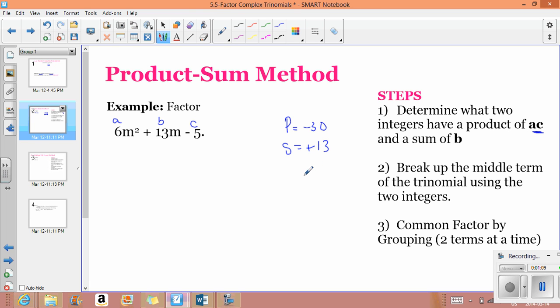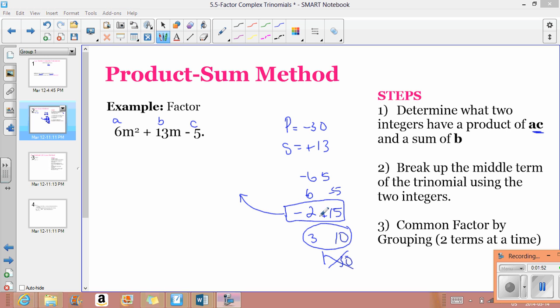So for 30, you can have 6 and 5, 2 and 15, 3 and 10, 1 and 30. Come up with all of them. Because we know we have to have -30, that means that one of them has to be negative. If we're trying to get 13, I see 13 here. However, if we make one of them negative, then it's going to be 7 somehow. This one is just way off, so 1 and 30 will not work. If we want to get positive 13, if we make 2 negative, we have -2 plus 15, and this does result in positive 13.